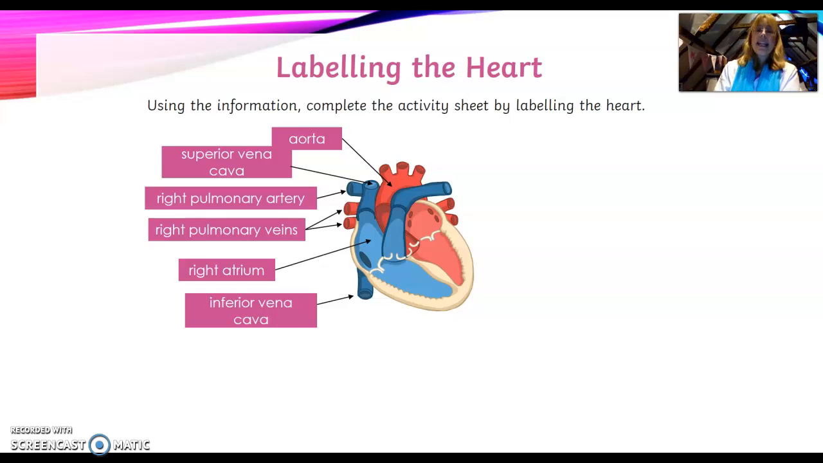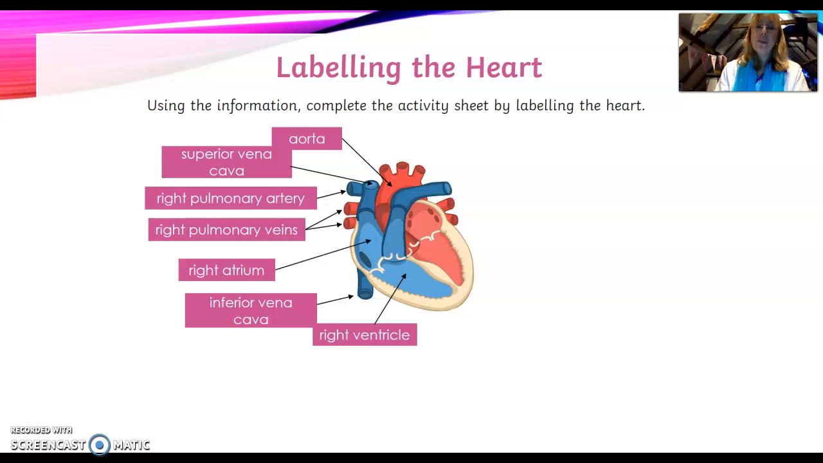There we have the inferior vena cava, carrying deoxygenated blood from the bottom of the body to the heart. If you need to pause the video at any time and you're on a keyboard, you can just press the letter K to pause the video and K to restart the video.